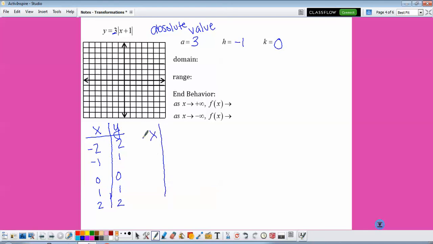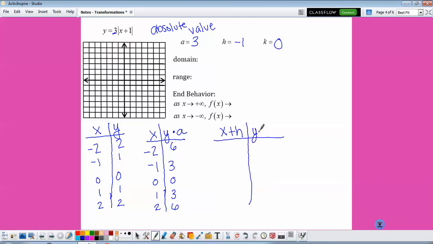So again, multiply y with a, so keep our x's the same, and then we're going to multiply all of these y's by 3, which would give us 6, 3, 0, 3, 6. Add h to all our x's, add k to our new y's. So we're going to subtract 1 from all of these, so -3, -2, -1, 0, and 1. K is 0, so adding 0 won't change our y values.